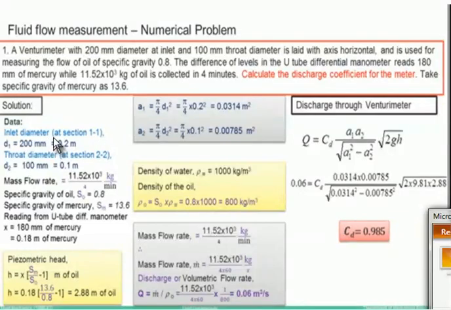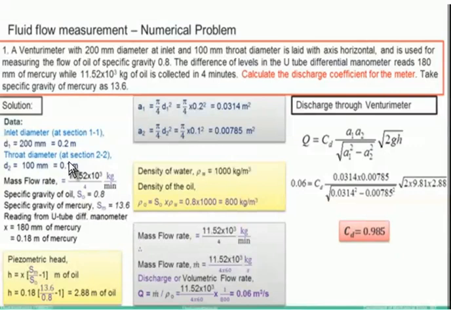The inlet diameter is nothing but the convergent diameter at section 1, so we take it as d1, which is given as 200 mm, equal to 0.2 meter. Next he has given the throat diameter at section 2, so d2 is equal to 100 mm, which you have to convert into meter, that becomes 0.1 meter.